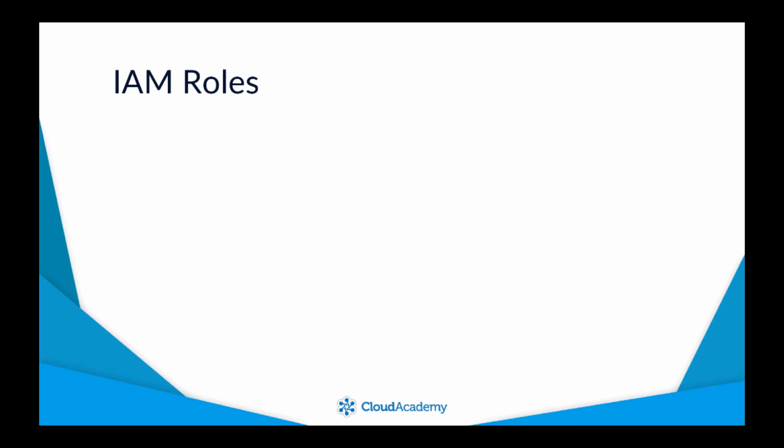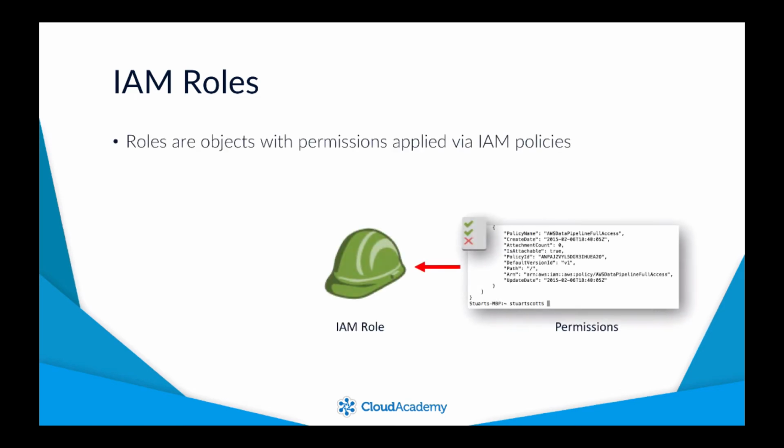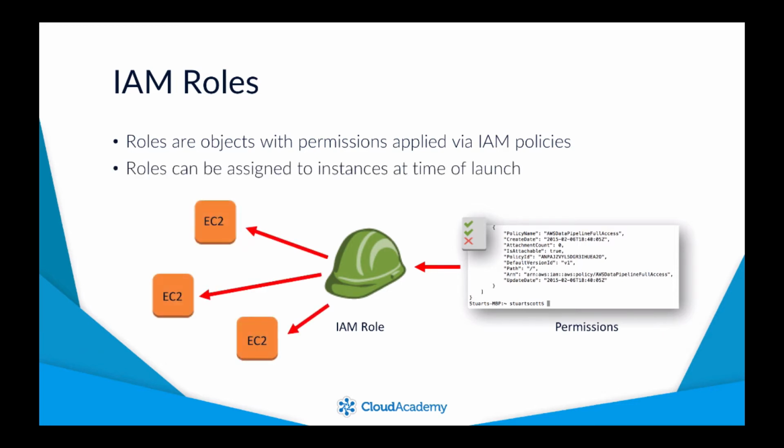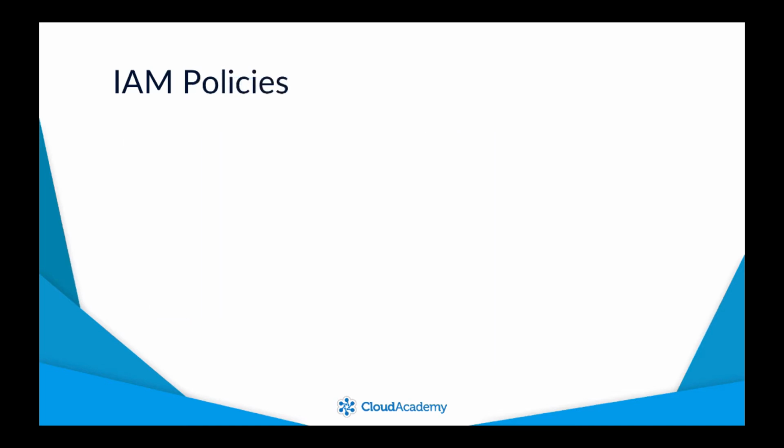IAM roles are objects created within IAM, which have policy permissions associated to them. However, instead of just being associated with users as groups are, roles can be assigned to instances at the time of launch. This allows the instance to adopt the permissions given by the role without the need to have access keys stored locally on the instance. Permissions are granted to users, groups, and roles by means of an AWS IAM policy.